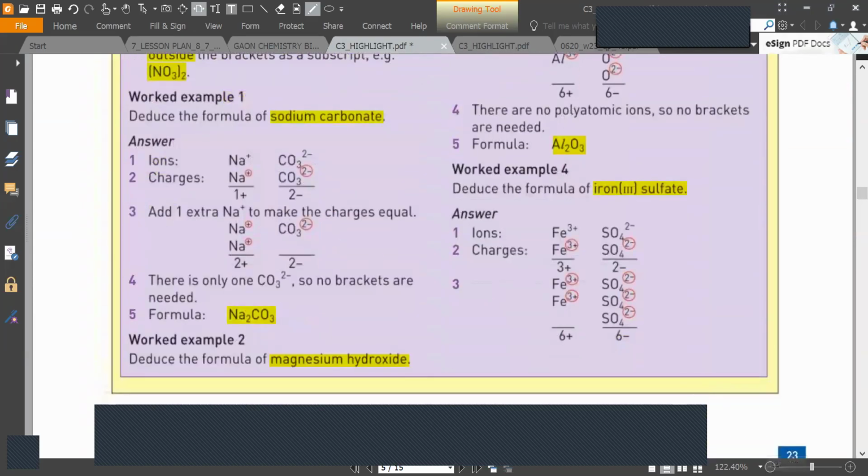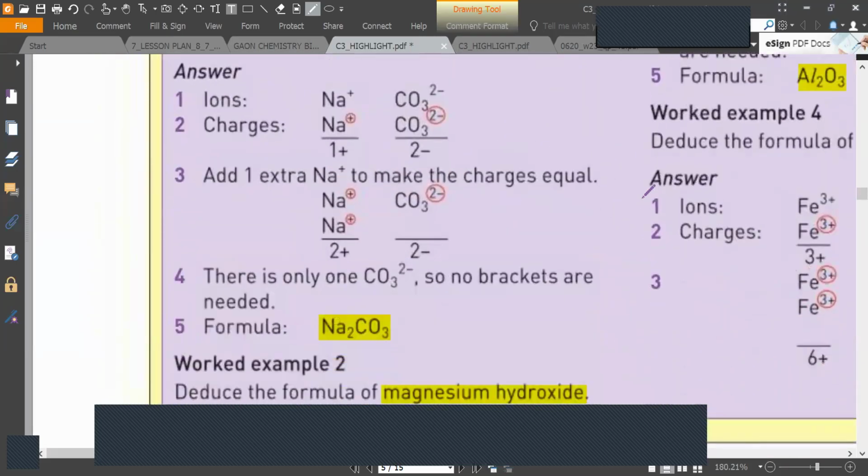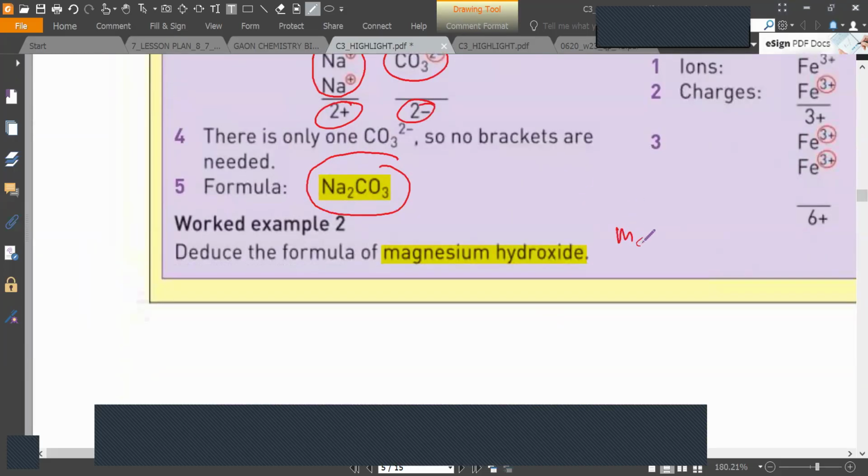Sodium carbonate. We know sodium is plus 1, carbonate is 2 negative. So we need 2 sodium and 1 carbonate to get balanced charge. So the correct formula is Na2CO3. Magnesium hydroxide: magnesium 2 plus, hydroxide negative 1. So we need 2 hydroxide. So the correct formula is Mg(OH)2.